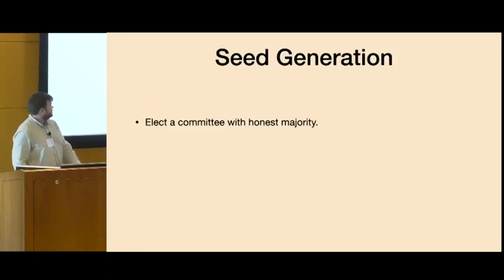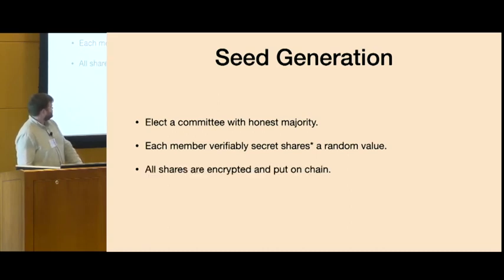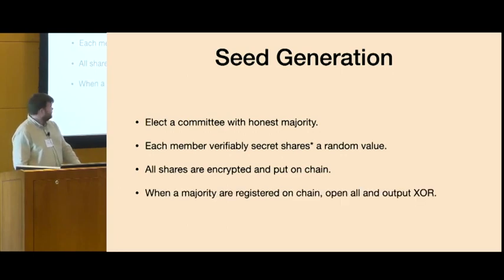And yeah, for the seed generation, what we do is basically select a committee again with honest majority as before. Each member will verifiably secret share a random value. Again, it's not exactly verifiable secret sharing, but we'll get to that. And then all the shares are encrypted and put on the chain. And as soon as a majority are registered, you just open them and then output the XOR as your random value.